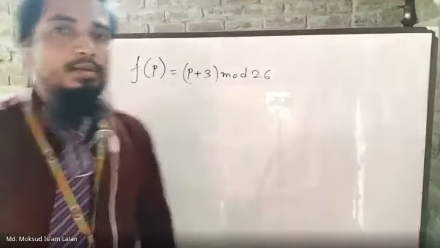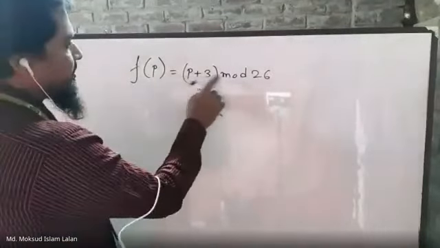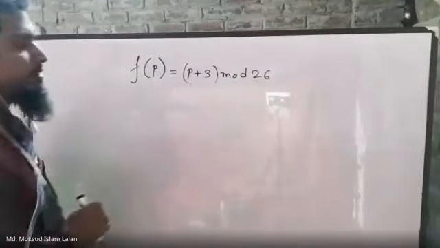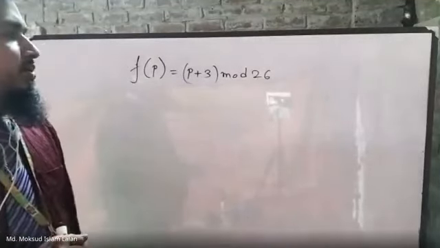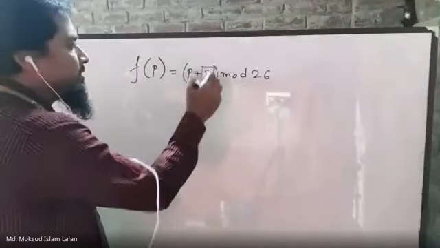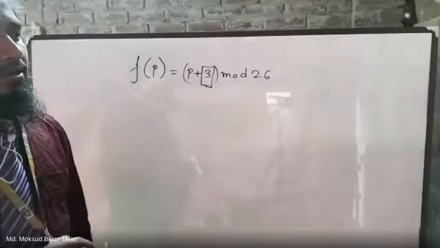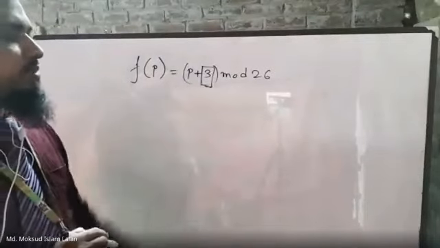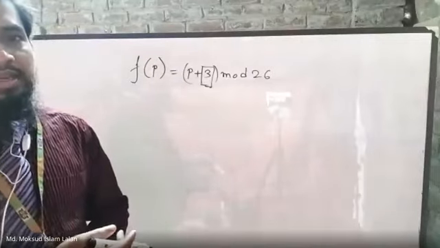Try to understand, dear students. That is p plus 3 mod 26. He used this formula. So this 3 is actually the key; initially he used 3 as a key. And what is p? P will be explained later.